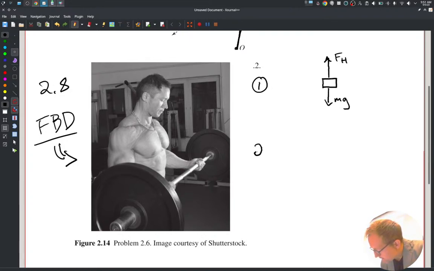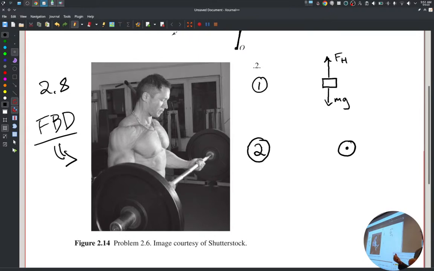And then another thing that I saw was, if you look at it from a profile shot of this guy from the side view, and that's what this picture is showing us, right? From the side, maybe his arm is creating, and I'll call it F arm, some kind of force, but the weight is always pointing straight down.